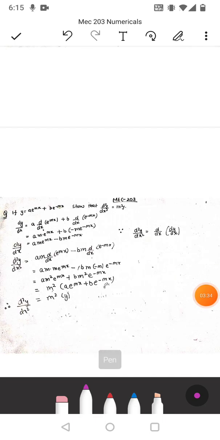Here we have been given the value of y as a e to the power mx plus b e to the power minus mx, and we have to show that d square y upon dx square, that is the double derivative of the y function with respect to x, should be equal to m square plus 5. So we have done the first single derivative. We got this. Double derivative is nothing but the derivative of this entire term. After differentiating I have done each and every step. Finally we got m square times bracket a e to the power mx plus b e to the power minus mx, which is nothing but y. So we have proved that the double derivative of y with respect to x is nothing but m square into y.